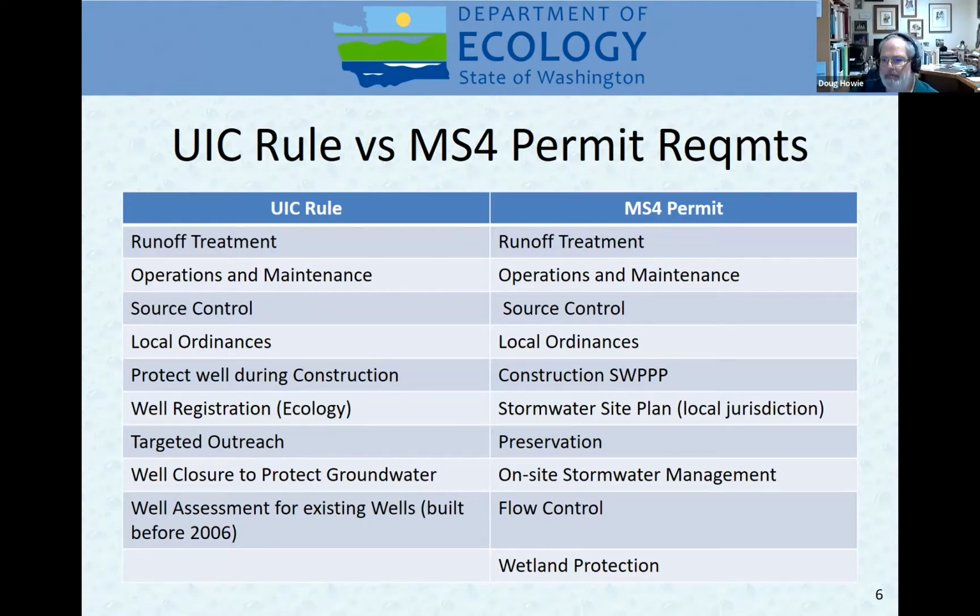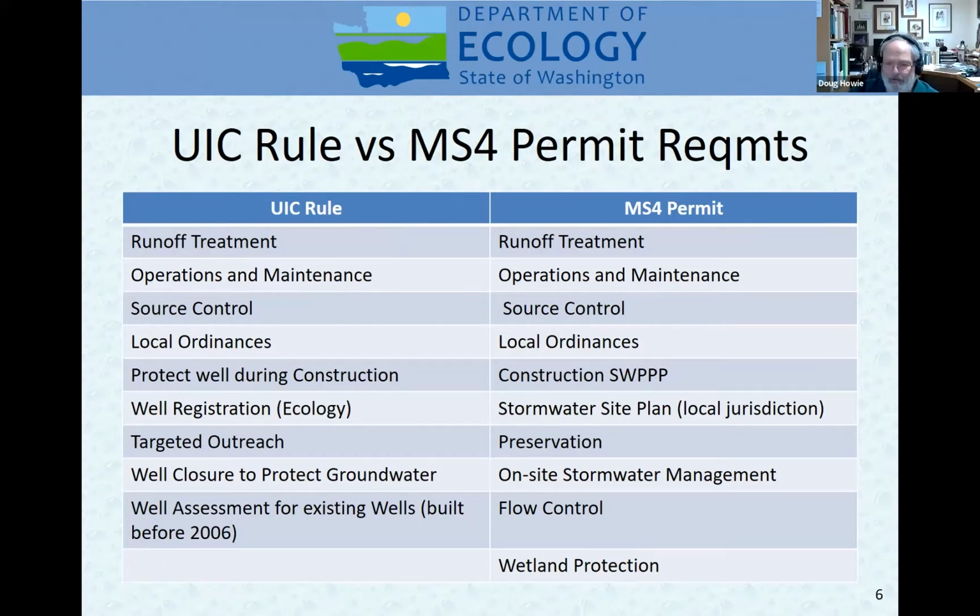Okay, so on the UIC rule, they have to do some certain outreach about UICs and protecting UICs and how that's dropping water deep into the ground. They have to potentially do some closures of the UICs if they're not protecting groundwater. And there's a well assessment that was required for all wells built before 2006. I don't know that that's been done for all wells built before 2006. And 2006 is picked because that was the year that the WAC was put in place.